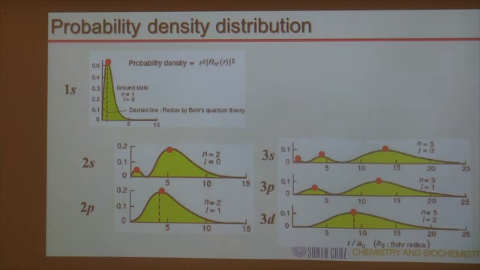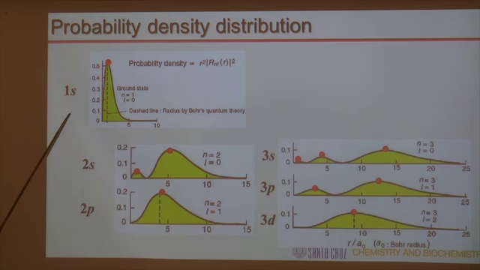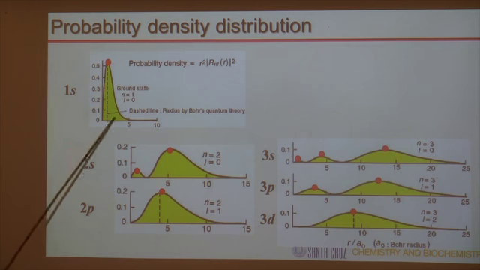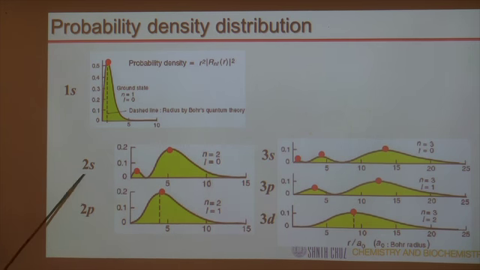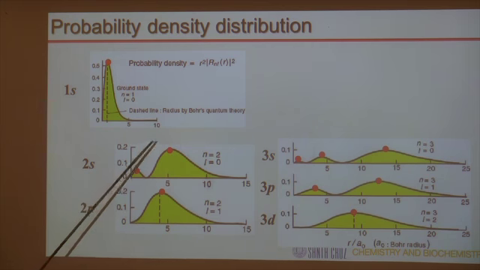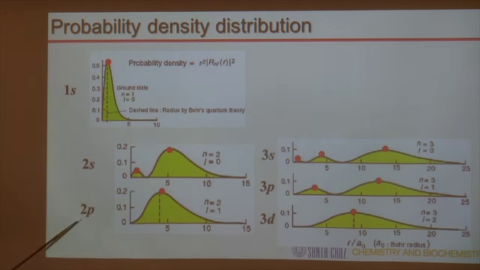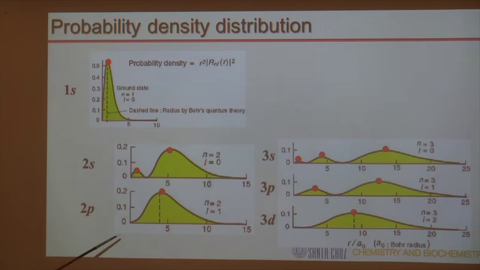Okay, let's do it together. For 1s, what's n? n equals 1. What's l? l equals 0. So we have 1. For 2s, we have 2: n equals 2, l equals 0. For 2p, we have 1: n equals 2, l equals 1, and we only have 1. Somewhat like n minus l, right?